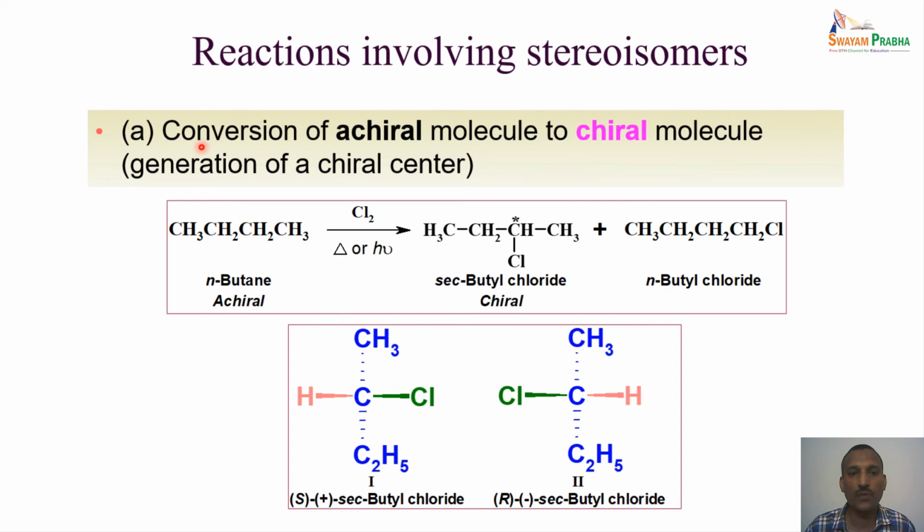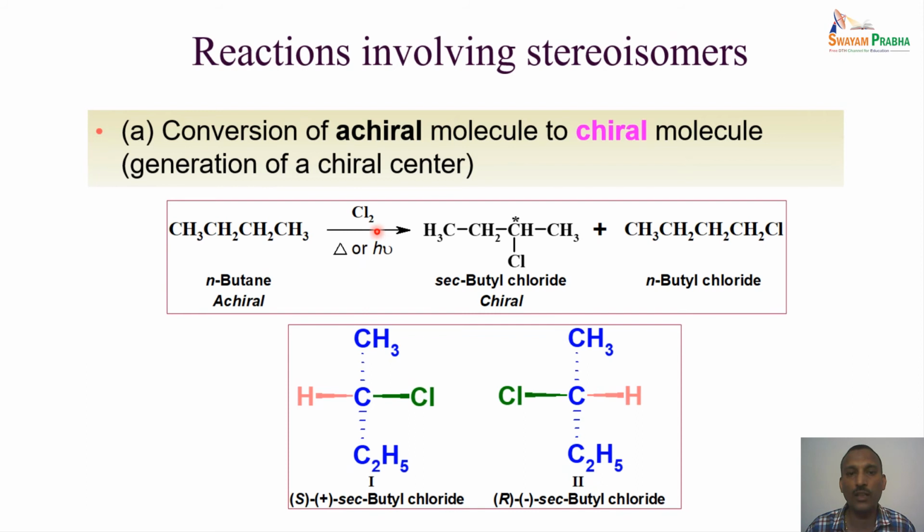The first one is conversion of an achiral molecule to a chiral molecule. That means generation of a new chiral center. So we have an achiral n-butane molecule as shown here. This is treated with chlorine in the presence of either heat or light, a photo reaction, which leads to a secondary butyl chloride and n-butyl chloride.